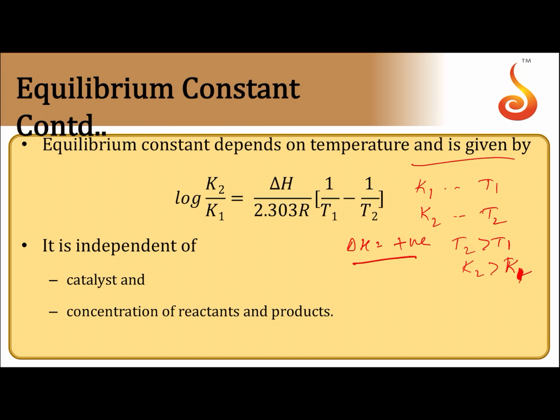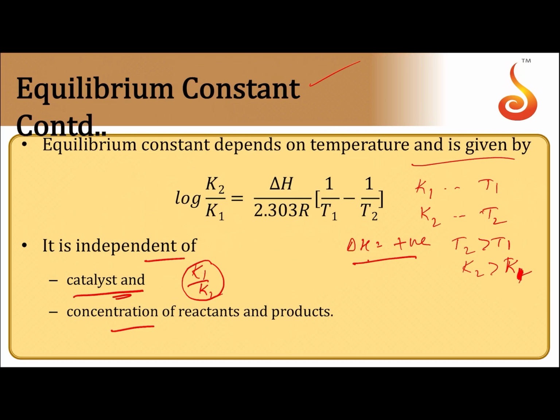So remember, for an endothermic reaction, delta H is positive. At a higher temperature, you are going to get a higher equilibrium constant. And the equilibrium constant is independent of a catalyst, because a catalyst speeds up both the forward as well as the backward reactions to an equal extent. Hence the ratio of K1 by K2 remains constant.